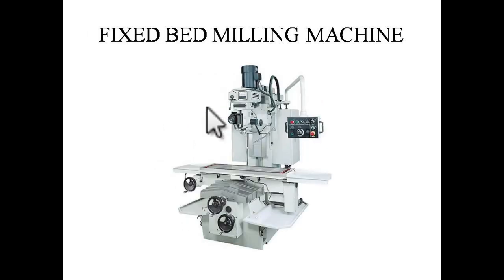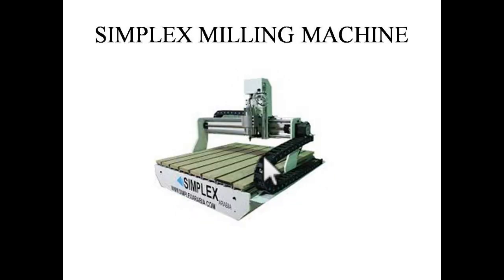Next is the fixed bed type of milling machine. Here the bed will be fixed to the machine, and the component will be over this bed, and the tool will be fixed in the chuck. So this chuck will be very flexible for moving. So the bed will not move, but only the chuck will move. So that is about the fixed bed milling machine.